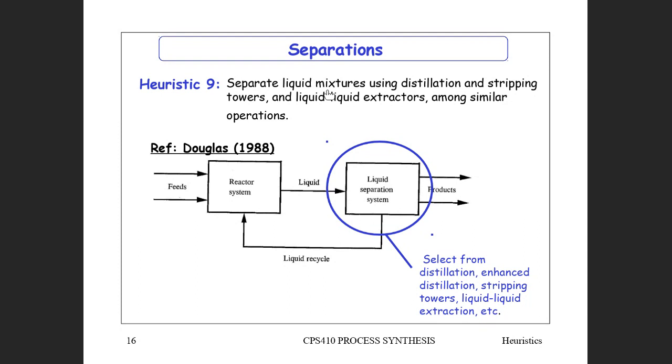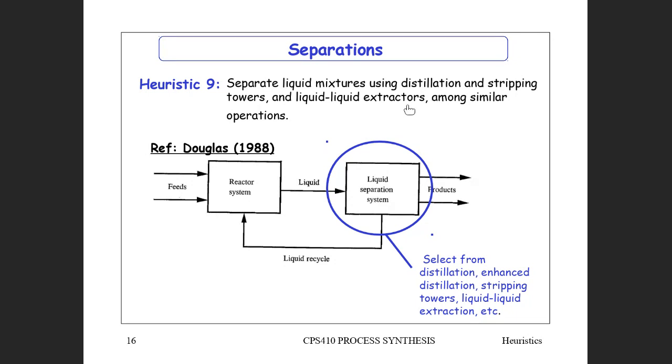So separate liquid mixtures using distillation and stripping towers. Distillation is the one that you would generally look at when you're looking at separating liquid mixtures. You can also use stripping towers, liquid extractors, among similar operations. Liquid extractors are those that operate when you have 2 liquid phases, usually one an aqueous phase, one an organic phase. When the organics are relatively non-polar, and of course you've got water, which is highly polar, you may get 2 liquid phases, and then you can use liquid extractors.